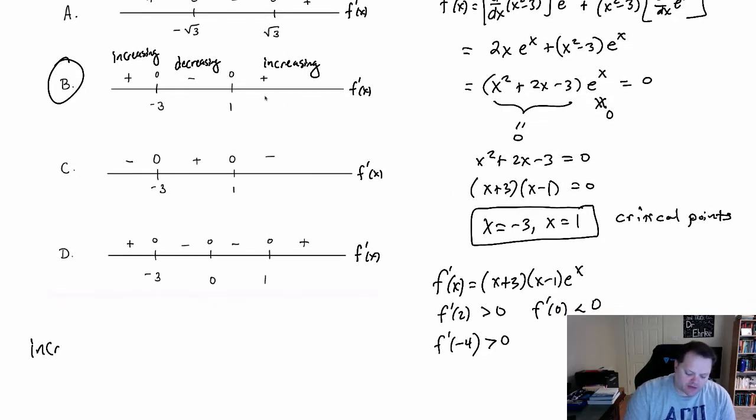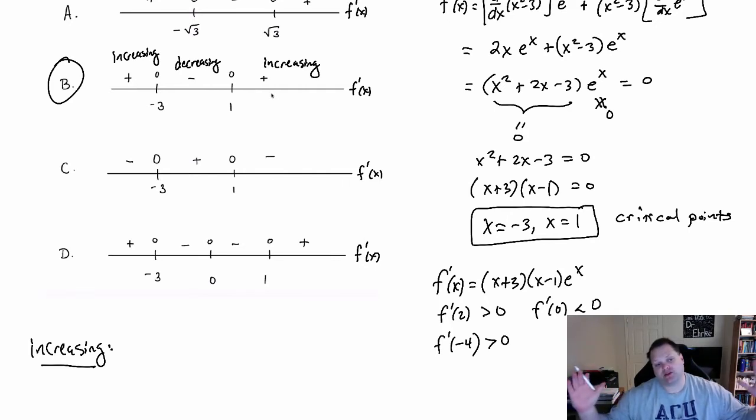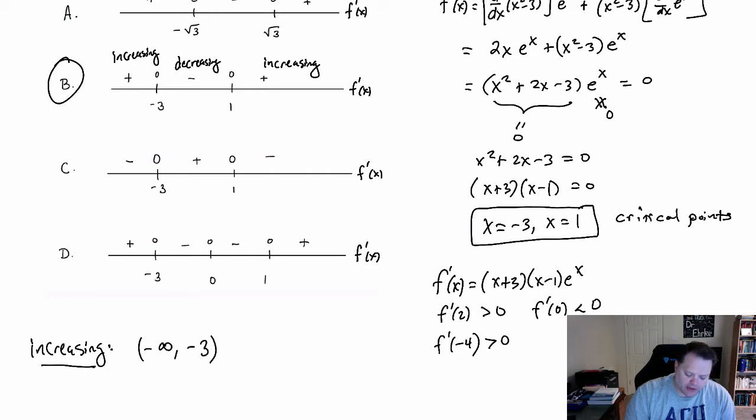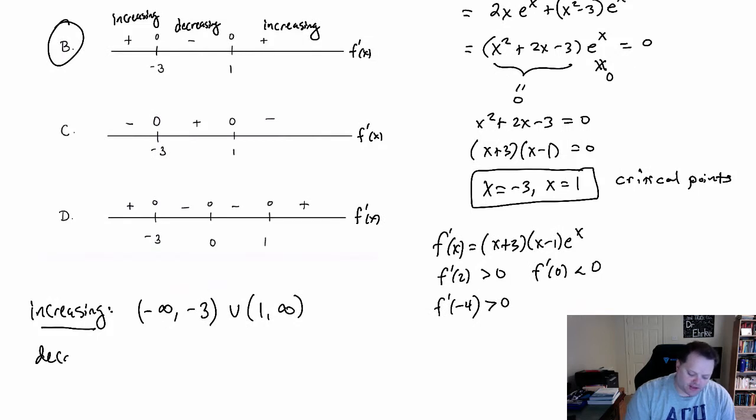If I was to ask you what are the intervals of increasing and decreasing, remember we're on the entire domain of the function, so minus infinity to infinity. This function is increasing if you are to the left of negative 3. So you would write that negative infinity up to negative 3, or it's also increasing from 1 to infinity. Where is the function decreasing? Well, the function is decreasing between negative 3 and 1.